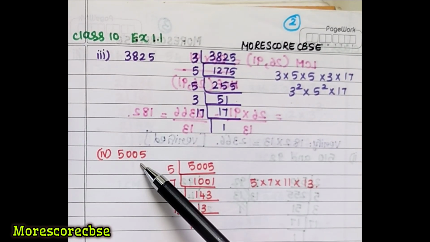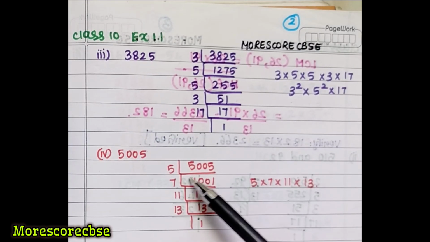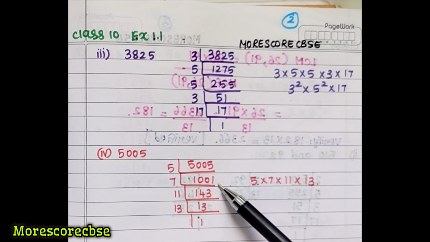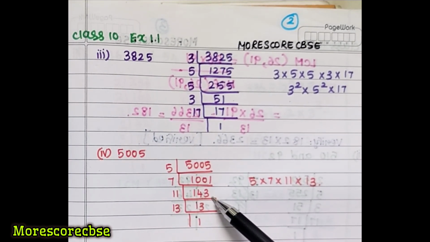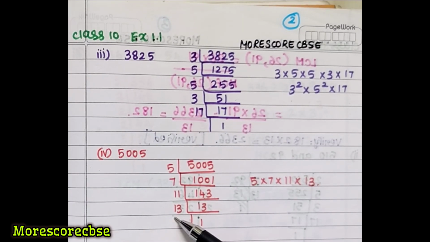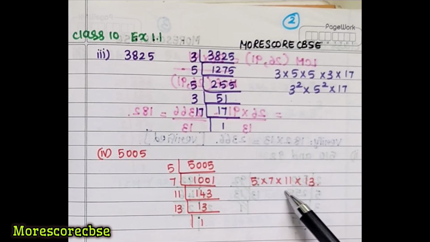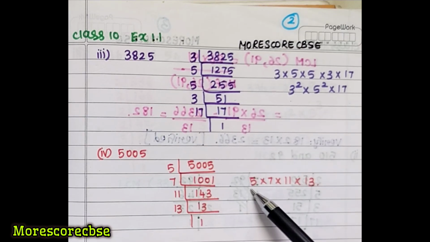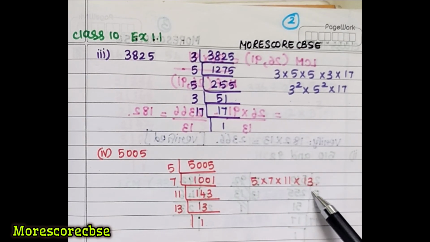Next for the fourth sum, 5005 divided by 5 will be 1001, 1001 divided by 7 it is 143, 143 divided by 11 it is 13, 13 divided by 13 it is 1. So the factors of 5005 will be 5 into 7 into 11 into 13.